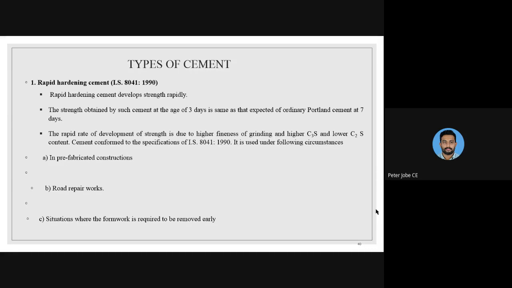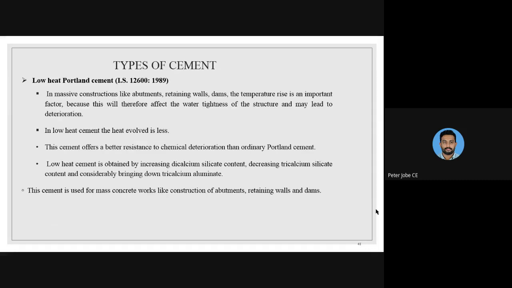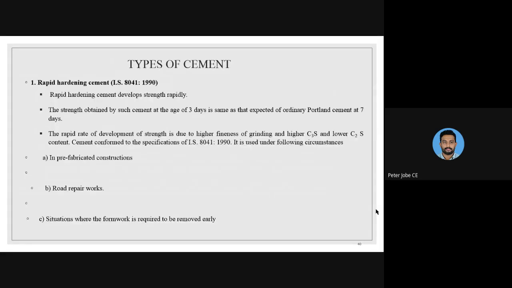And the next case is what I've explained earlier, where the formwork is required to be removed earlier. Formwork means a support given for the construction or casting of concrete. You can see, തട്ടടിക്കാൻ അറിയില്ലേ, നമ്മൾ താങ്ങ് കൊടുക്കുക തട്ടടയ്ക്കുക, അതൊക്കെയാണ് formwork എന്ന് പറയുന്നത്. So if this formwork is required to be removed earlier than the expected date, you can use rapid hardened cement. So the next type of cement is low heat Portland cement.